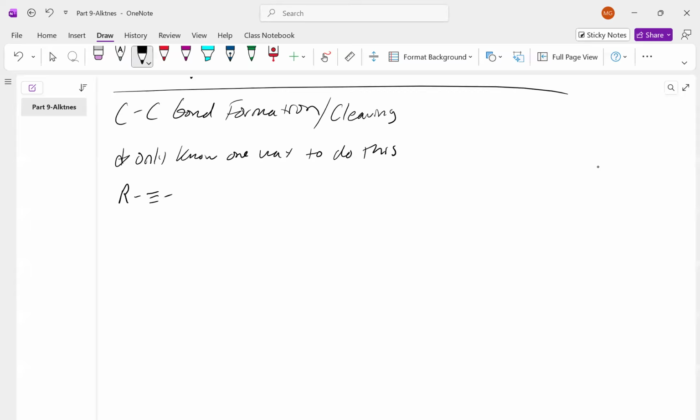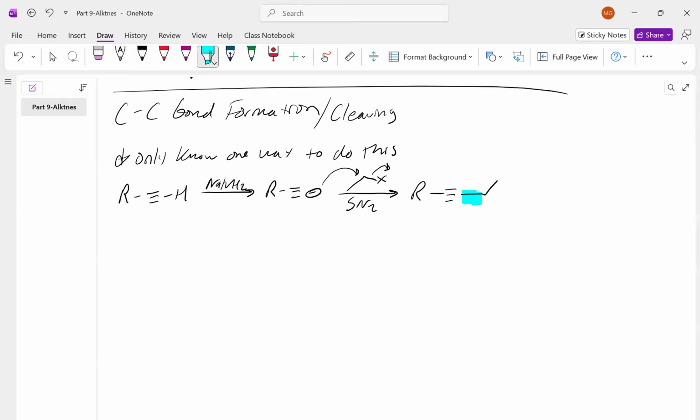The only way we know how is to start with a terminal alkyne, deprotonate it with a strong base like sodium amide to make an acetylide ion. That's a very good nucleophile that we can add to either a methyl halide or a primary halide, and it will do an SN2 to form a brand new carbon-carbon bond. Here's our new carbon-carbon bond that we're making right here.